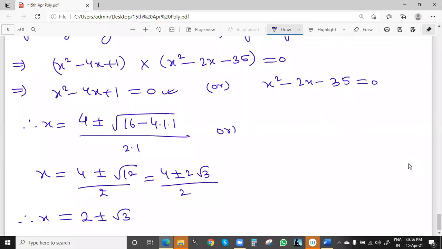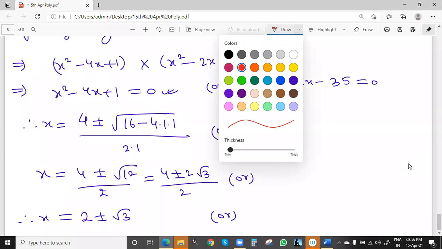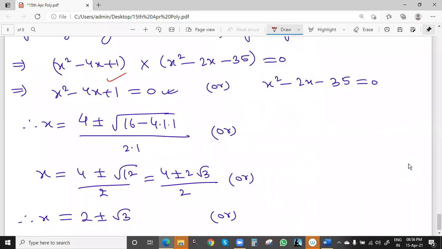And here actually we can directly write these values, because this equation we got from the zeros value only. The zeros were 2 plus minus root 3. One value is 2 plus root 3, other is 2 minus root 3. Directly also we can write 2 plus minus root 3, because we know from where we got this value. And here we can use splitting the middle term or the quadratic formula.